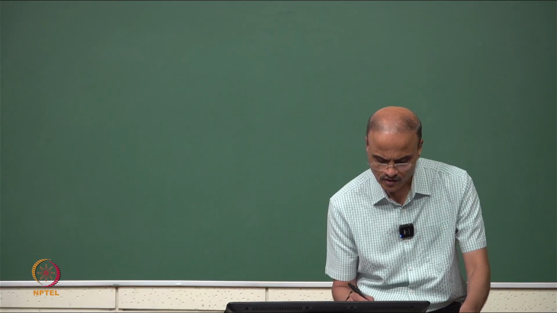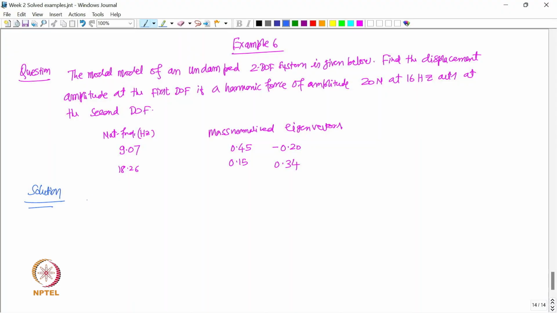And in the present case, what is the response DOF? The response DOF is given in the problem: find the displacement amplitude at the first DOF. So it means the displacement DOF is the first DOF, DOF 1, right. And what is the excitation DOF or the force DOF? That is, the force is applied at the second degree of freedom, that is 2.